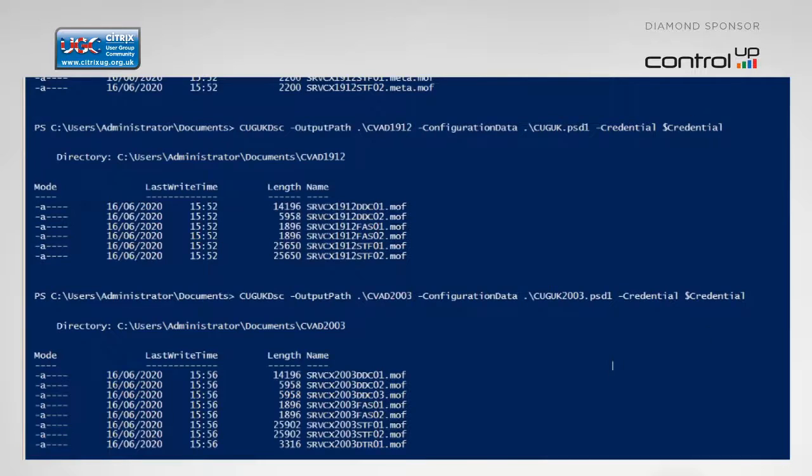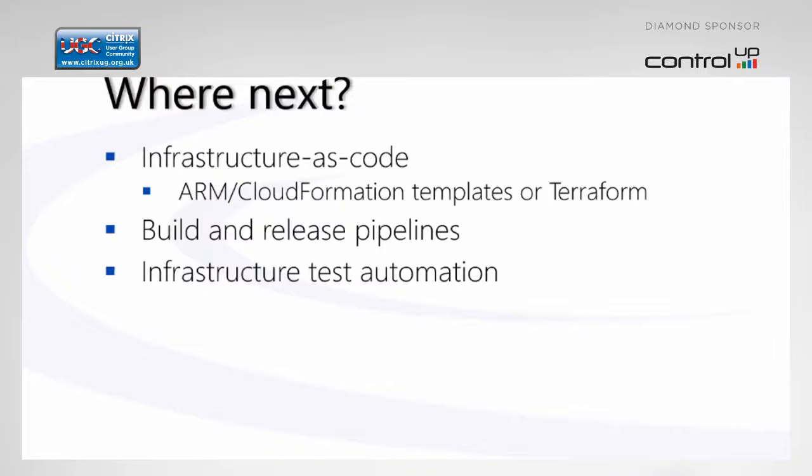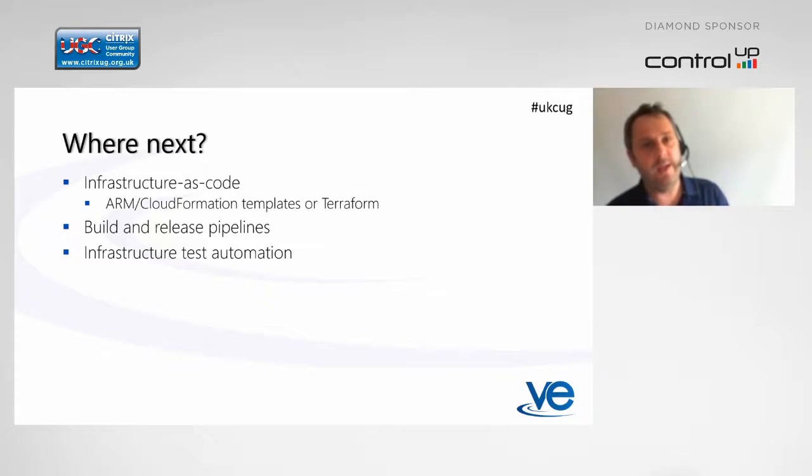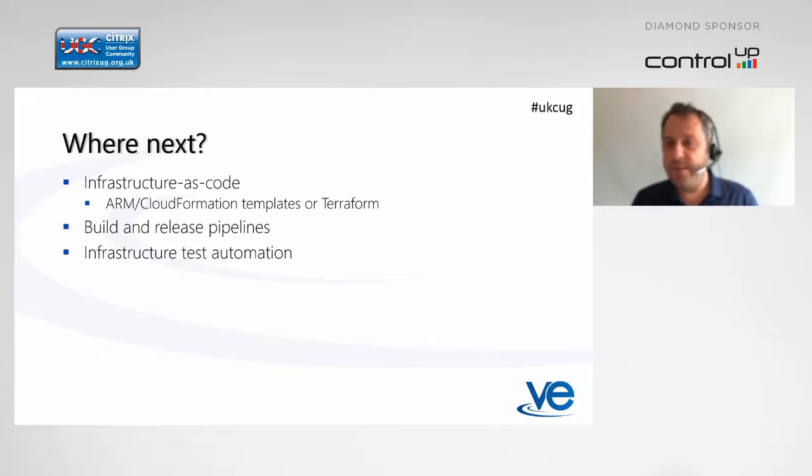So where next? What you're seeing is configuration as code. The next logical step is infrastructure as code. So how do you create the VMs? You need to define them in code as well. So you're looking at the likes of ARM, CloudFormation templates, or Terraform.